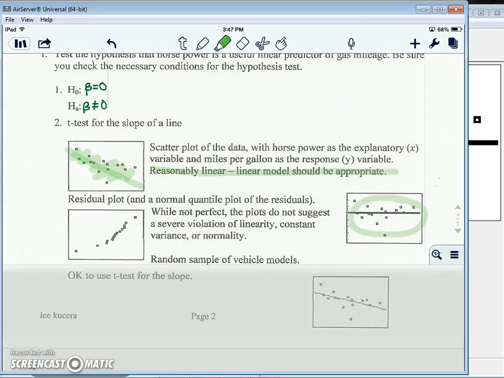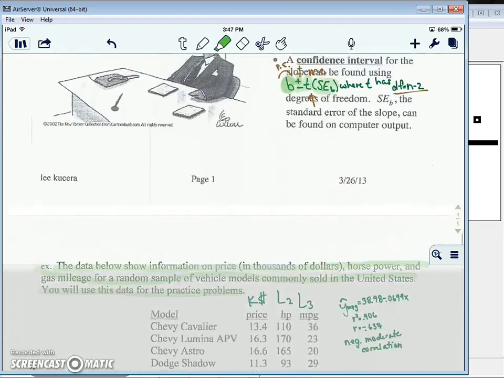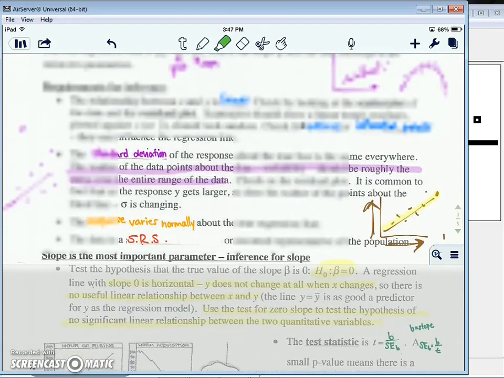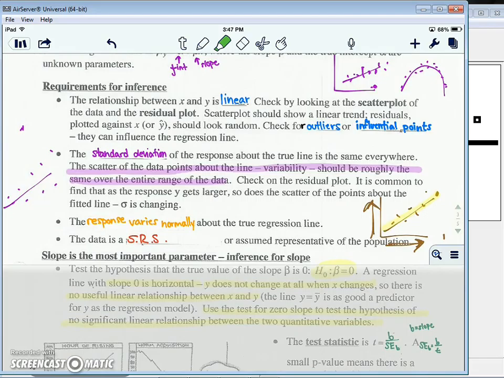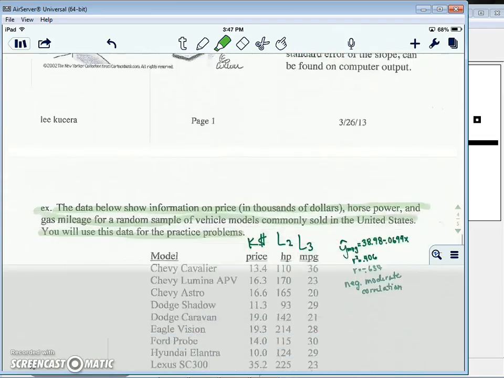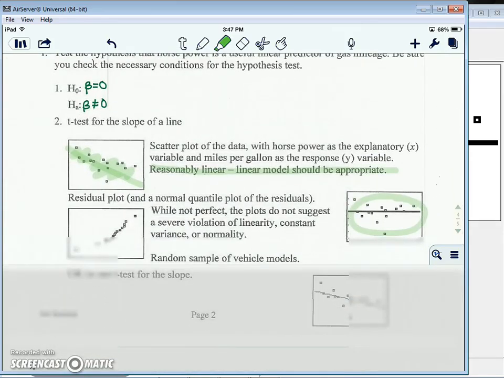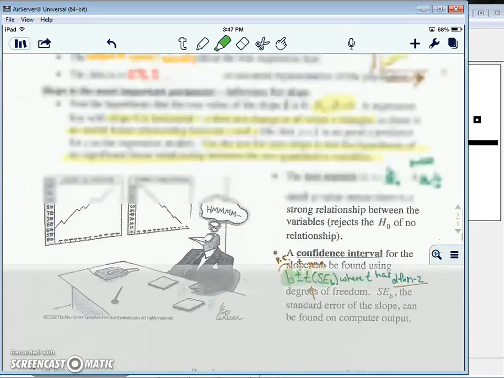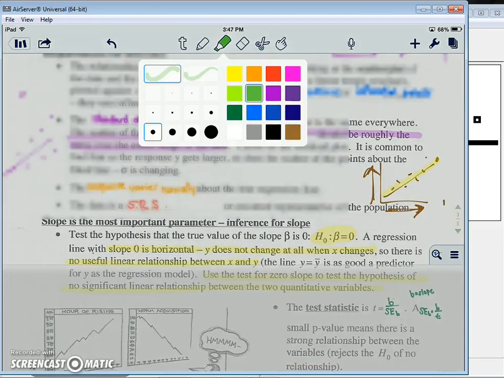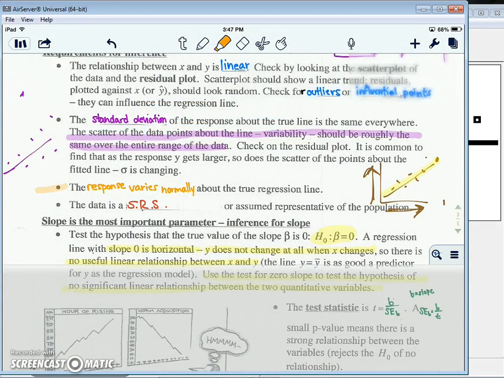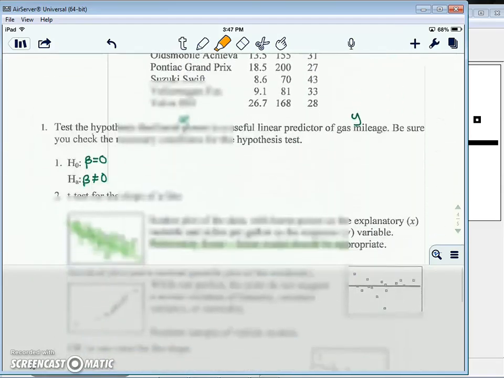Now we need to go back and look at our NPP. So that's our next condition. The standard deviation of the response about the true line is the same everywhere. Okay, so let's go back to our line that we did before. All of these were about the same distance apart, so that works. And then the next condition, the response varies normally about the true regression line. And so what we want to do is a NPP of our residuals.